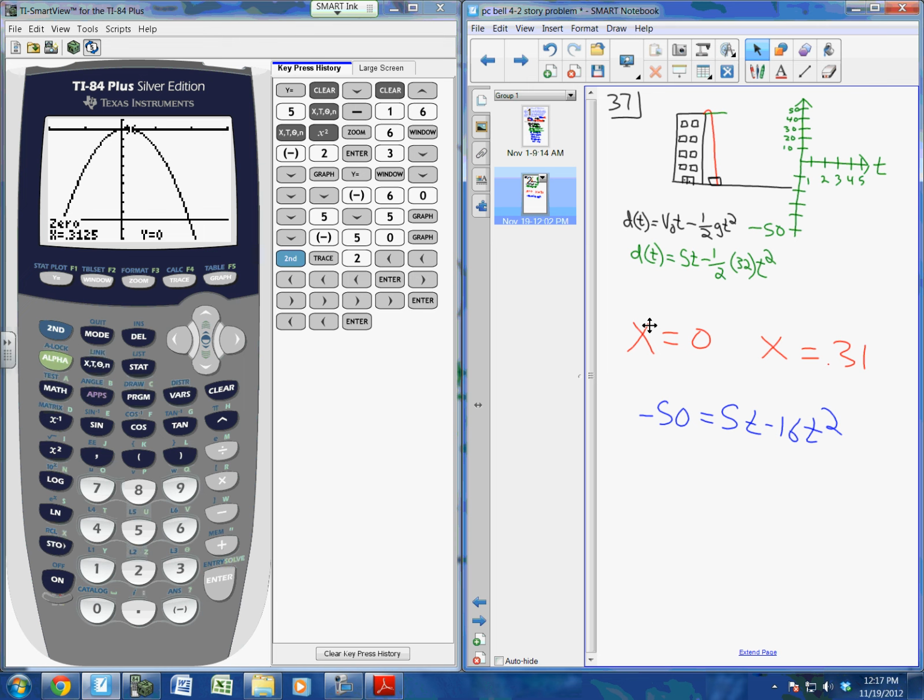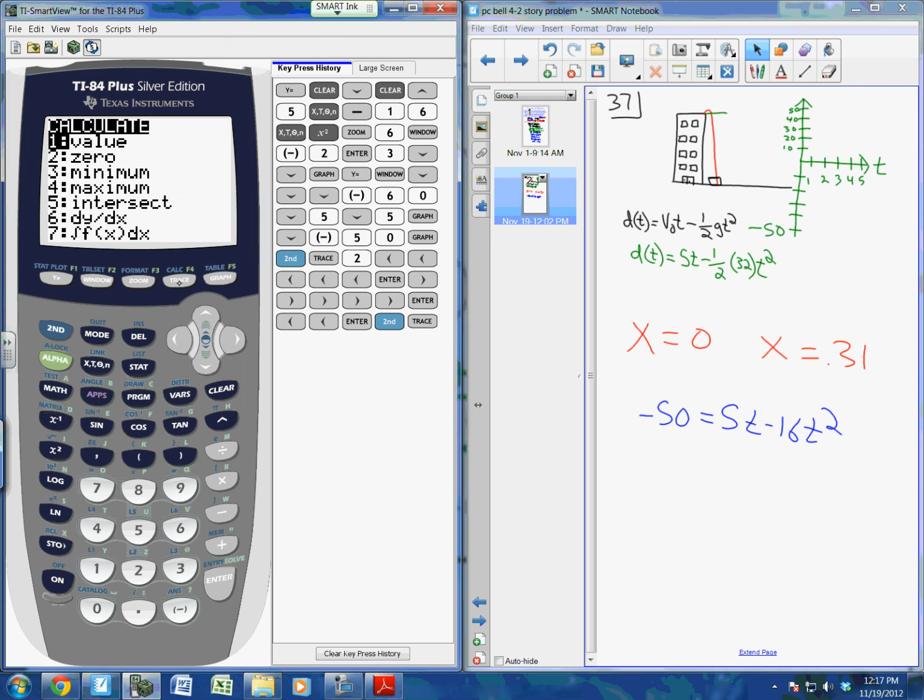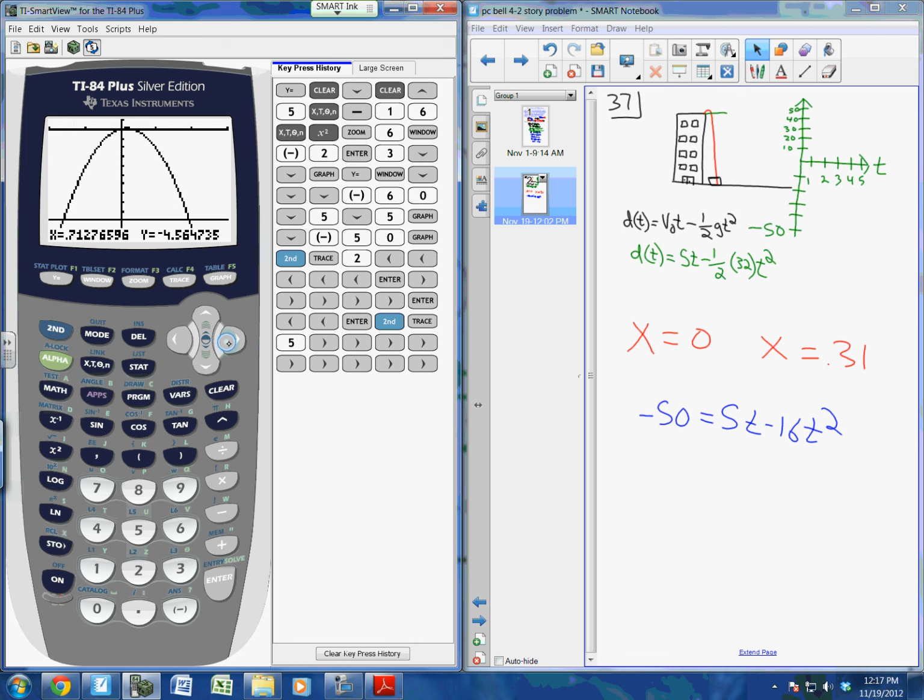Everybody go to your calc menu. Second, and trace button. Which one of those things on there do you think we want? Intersect. Yep. Number 5. We want intersect. And we're going to go down here.